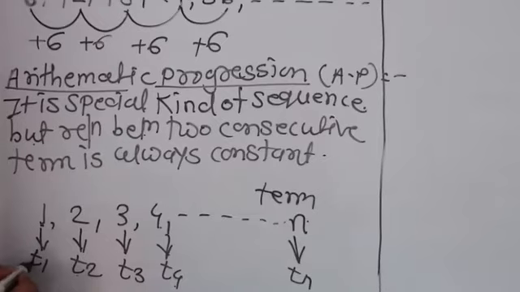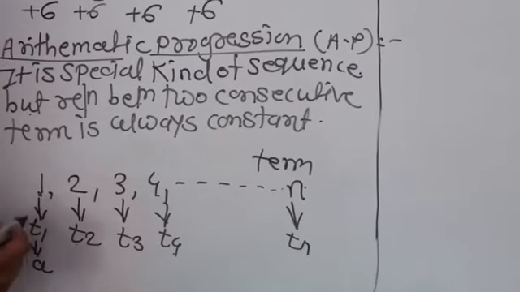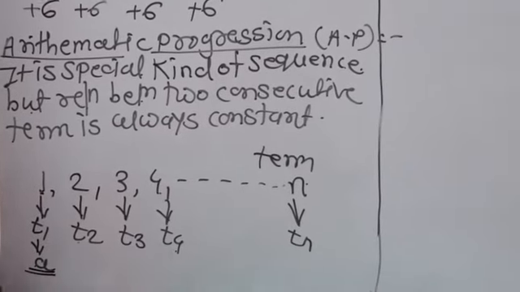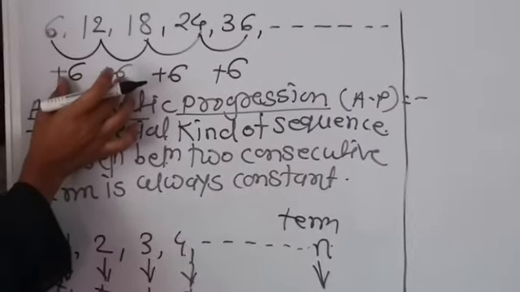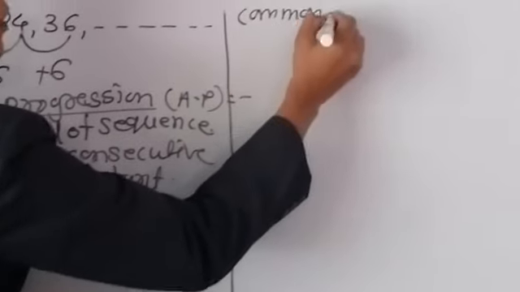This first term is also denoted by small a. And the difference between two terms is called the common difference.